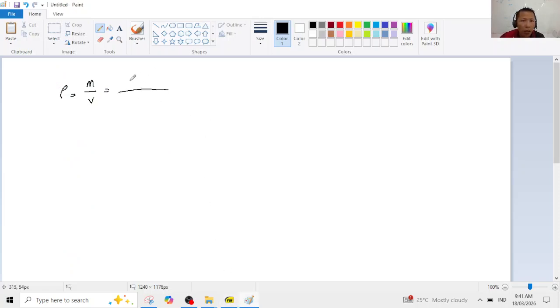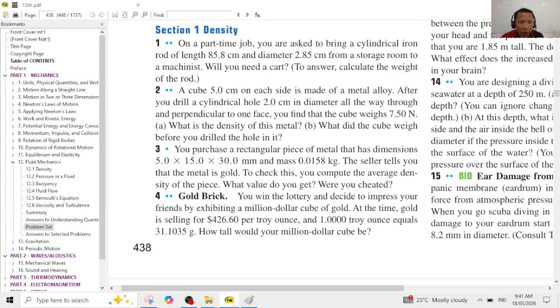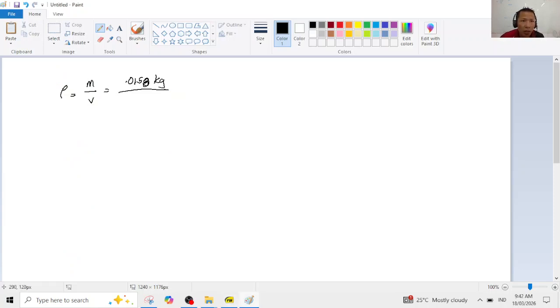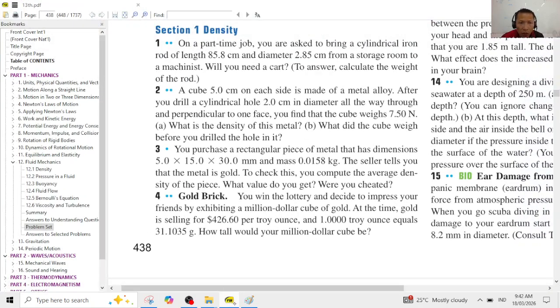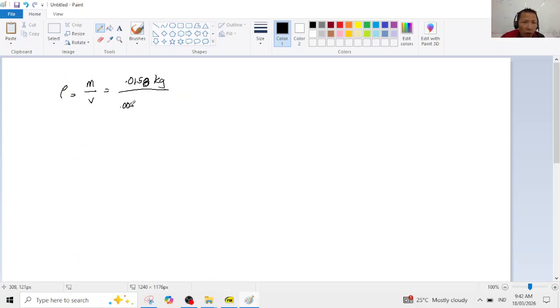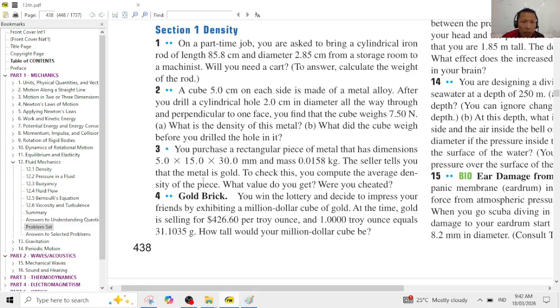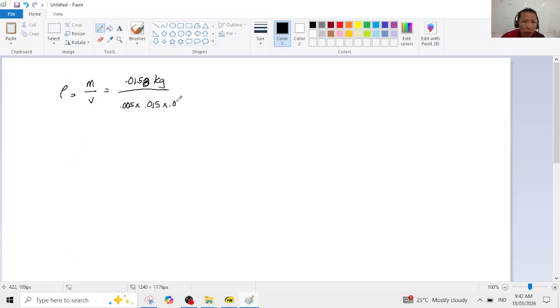So we put 0.0158 kilogram, and then the volume is the parallelepiped volume, which is 5 by 15 by 30. In terms of meter, milli is 10 to the negative 3, so that would be 0.005, times 0.015 for the 15, and times 0.030. The unit of this would be cubic meter.